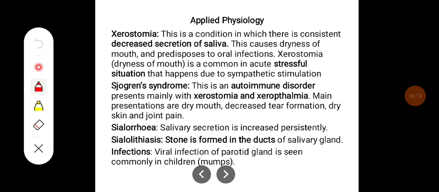Coming to applied physiology, xerostomia is a condition in which there is a decrease in the secretion of saliva. This causes dryness of the mouth and predisposes to oral infection. Xerostomia is common in acute stressful situations, which happens due to sympathetic stimulation.